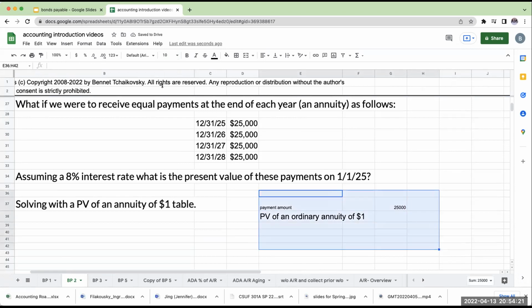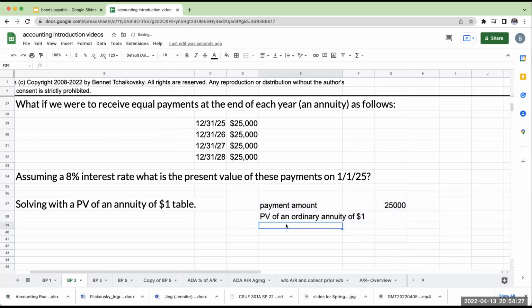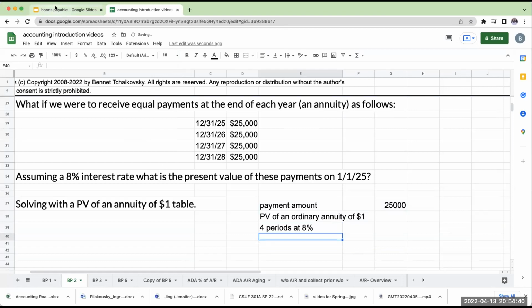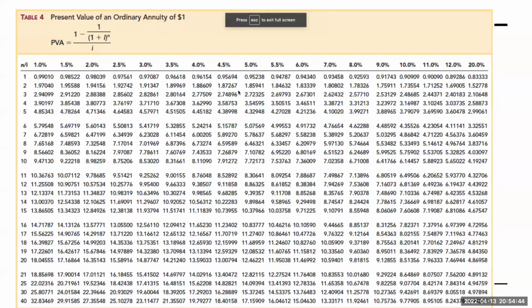And then I'm going to go over here to this table, and I need to know 2 things. The first is, how many times is interest being paid? Well, this is going to be 4 periods at, next question, what is my percentage? It's at 8%. So the table I'm going to go to is the present value of an ordinary annuity of $1. The number of times that I'm receiving the annuity, 4 times at 8%.